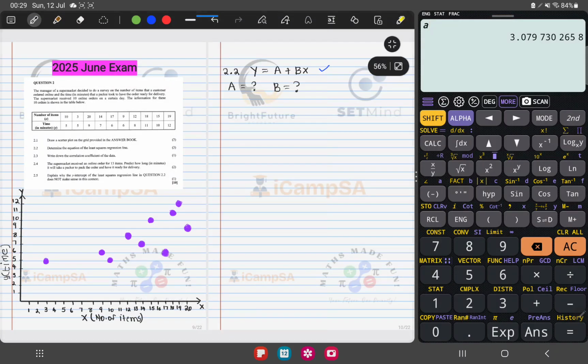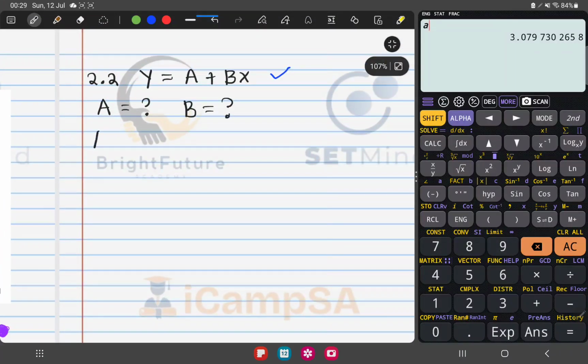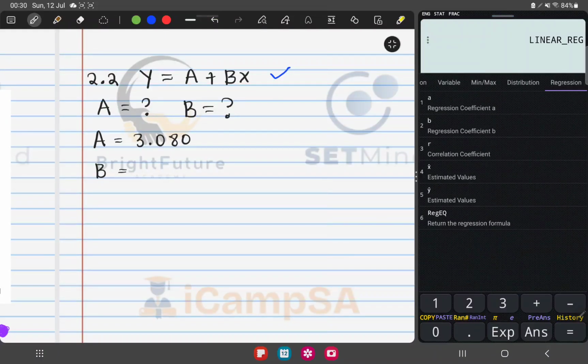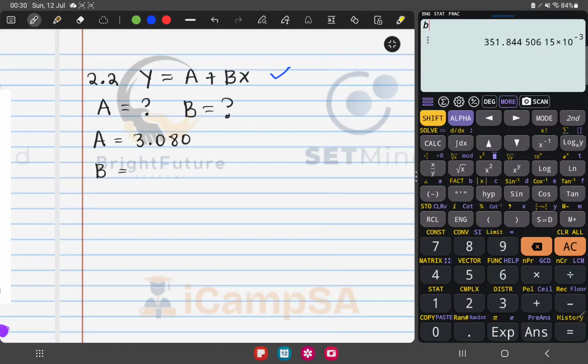So if you observe carefully, you'll see that the value of A that we are getting is 3.07, which is going to round off to 3.08. And then for the value of B, let's go Shift 1, then read B. If I want this to be 3 decimal places, then it's going to be 0.352.